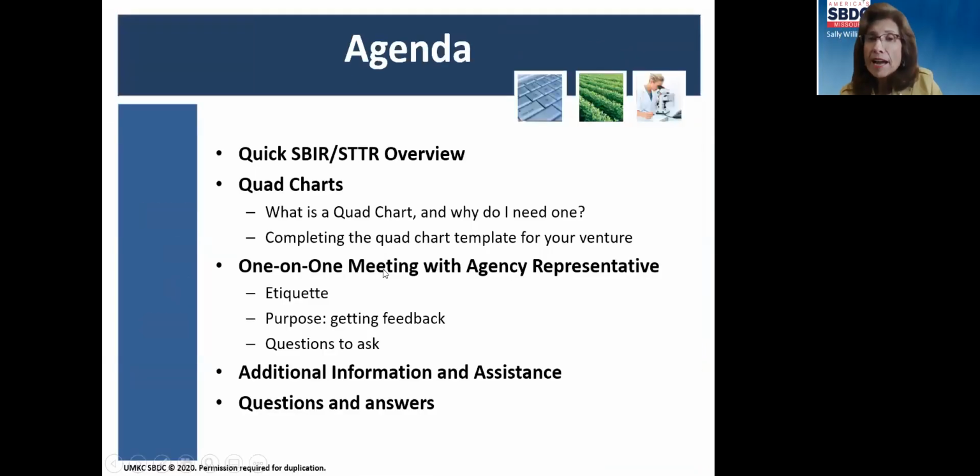Great. All right, so we're going to do a quick overview on SBIR, STTR, and what it is. If you're familiar with it, we'll just take a few minutes. Don't think that it'll be too redundant. And then we're going to talk about these quad charts. What is a quad chart? Why do you need one? And how do you complete it for your venture?